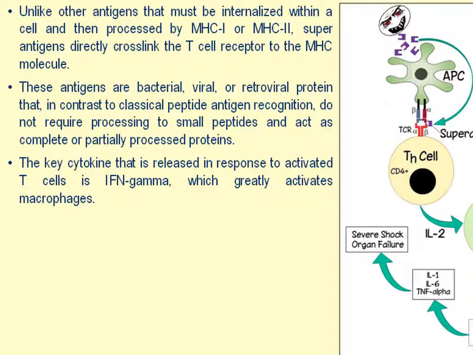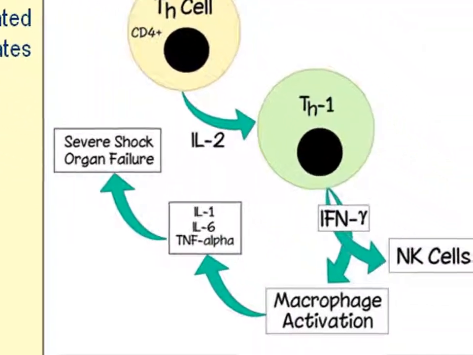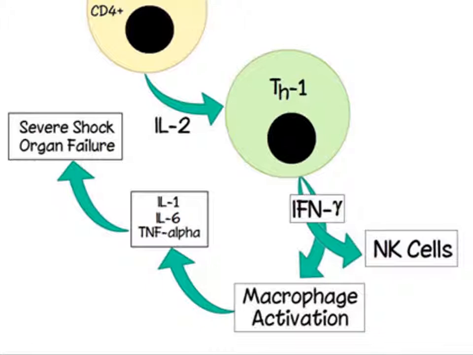The key cytokine that is released in response to activated T cells, to more specific Th1 cells, is interferon gamma, which greatly activates macrophages. Of course, it also activates natural killer cells. Activated macrophages are the ones that in the tissues release high amounts of interleukin 1, 6, and tumor necrosis factor. So, superantigens cause notorious production of interleukin 1, interleukin 6, and tumor necrosis factor alpha. Too much production of tumor necrosis factor alpha in particular causes life-threatening hypertension and organ failure.